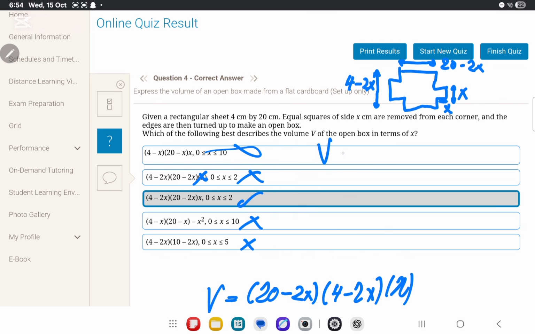What's the condition for our volume? Length times width times height. So this has to be greater than 0. This has to be greater than 0. And this has to be greater than 0. Alright, so what's our length?